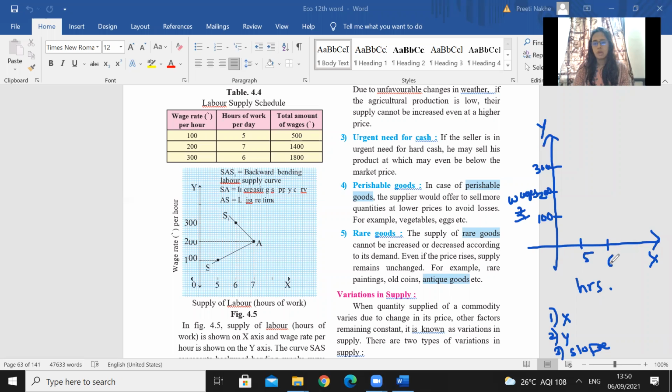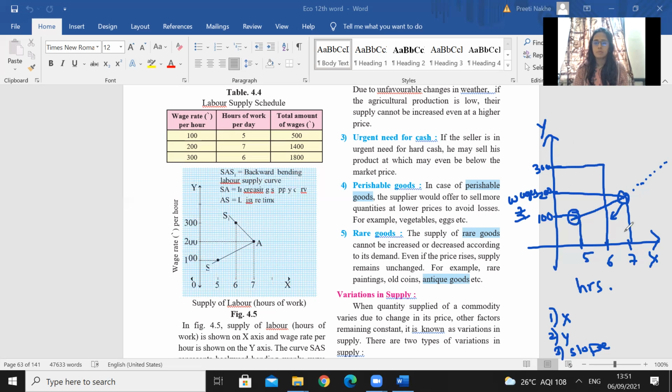Then 5 hours, 6 hours, 7 hours. At 100 rupees, he is working for 5 hours. At 200 rupees, he is working for 7 hours. If you join these two, you will get an upward slope. Now what happened? Instead of going forward, it is coming back. The movement from 5 to 6, 6 to 7 should be like this, but instead of going 7, 8, 9, he has come backward. Here at 300 rupees, he is working for 6 hours.